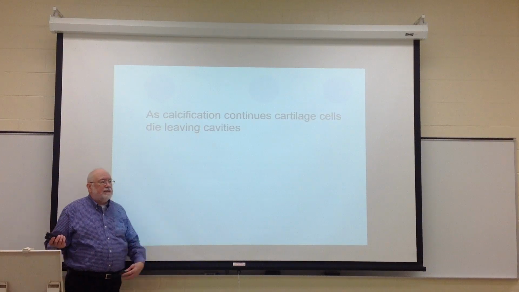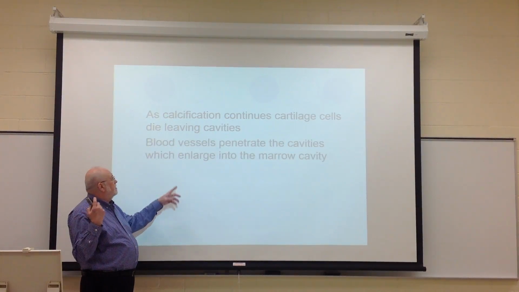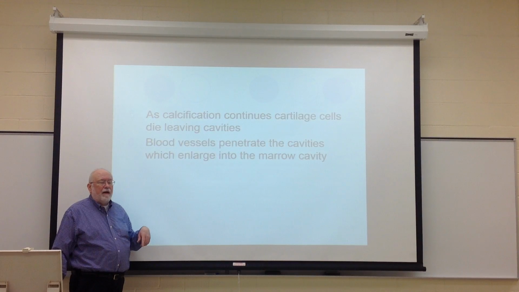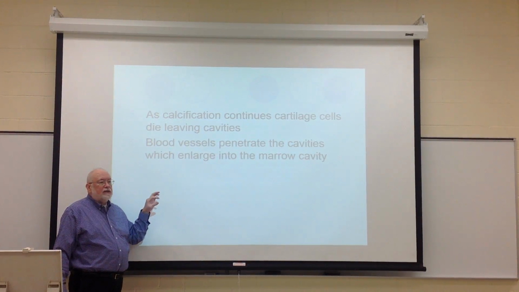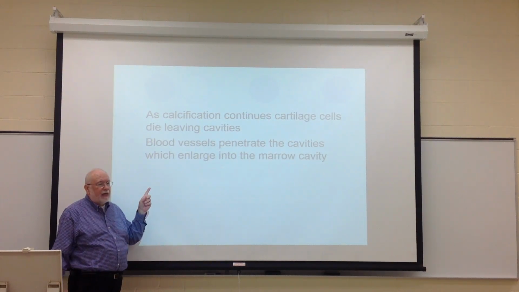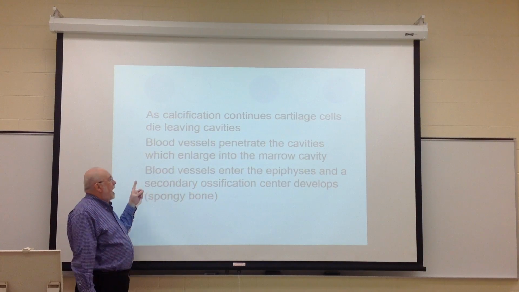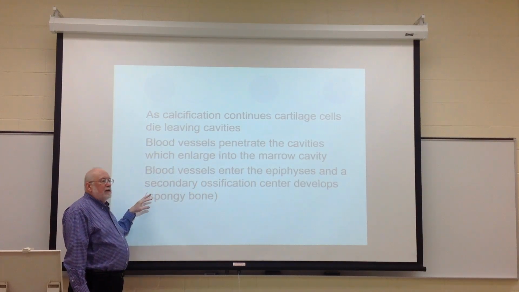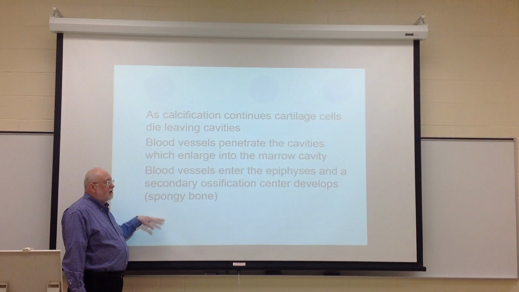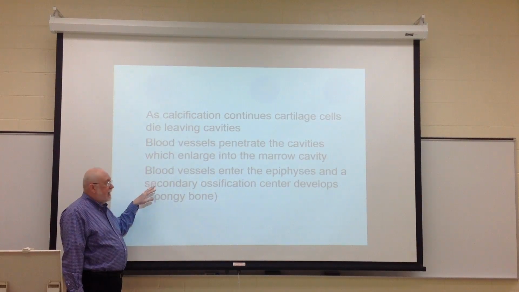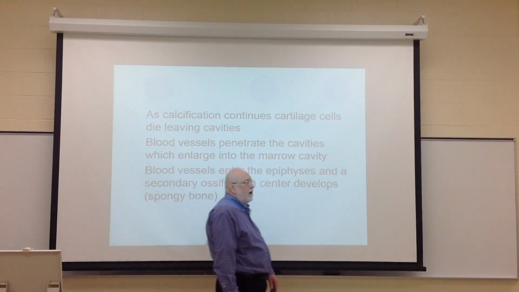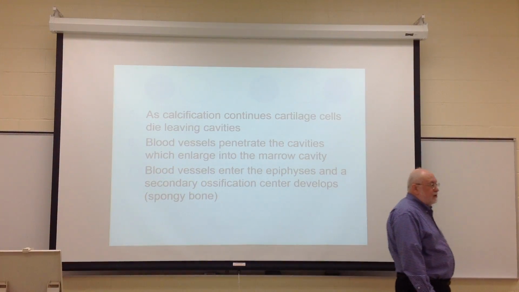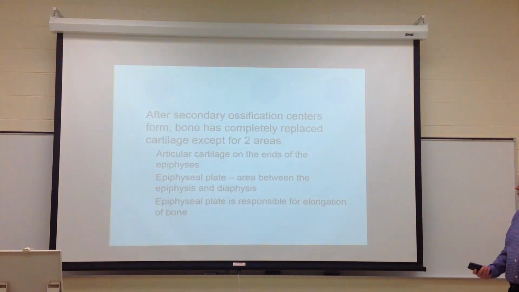The cartilage cells die, they leave cavities. The blood vessels then penetrate the cavities. And as that enlarges, as more of the osteoclasts remove that calcified matrix, narrow cavities start to form. And blood vessels then branch off toward the epiphyseal ends, and blood vessels ultimately into the epiphyses, starting the secondary ossification center, which primarily forms spongy bone in the epiphyses.